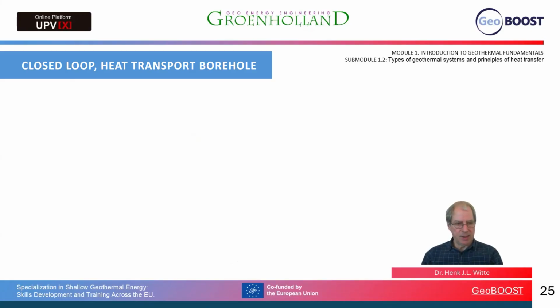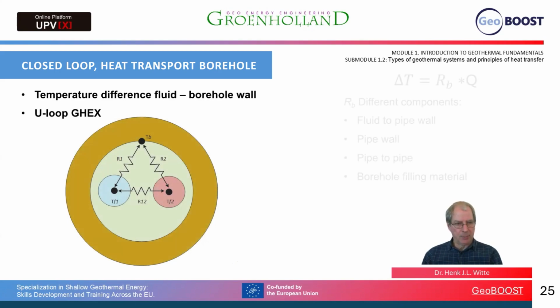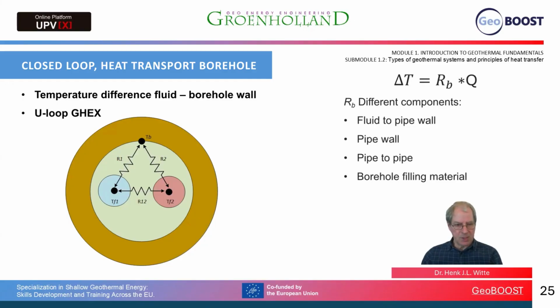Here we can see it in a little schematic where we see all the different thermal resistances between the different components in a U-loop ground heat exchanger. Between the warm and cold pipe, R12, the fluid resistance, TF1, the resistance between pipe 1 and the borehole wall, and between pipe 2 and the borehole wall. All these resistances have their own equations, can be calculated and added together.